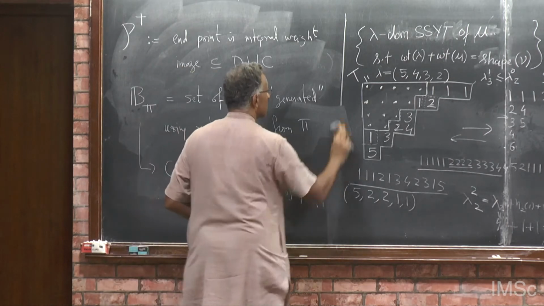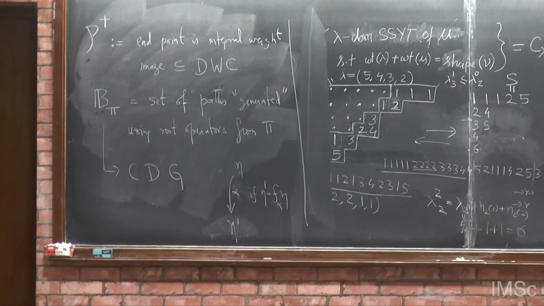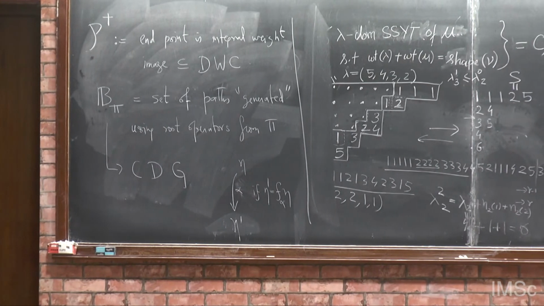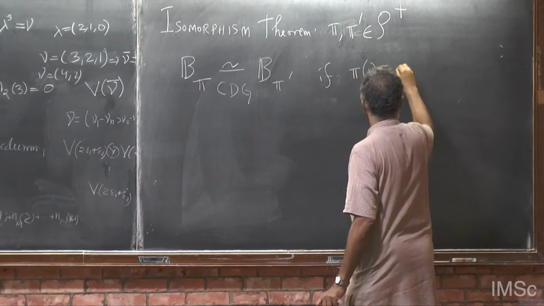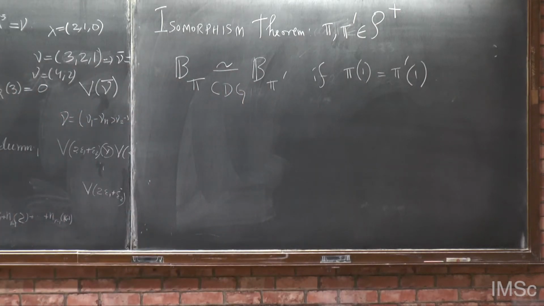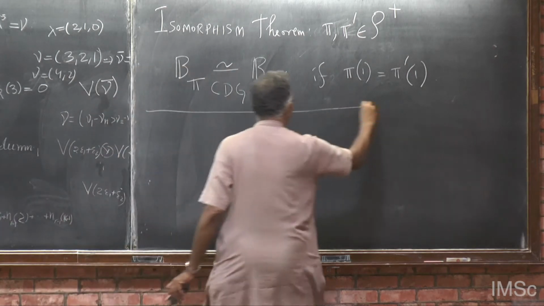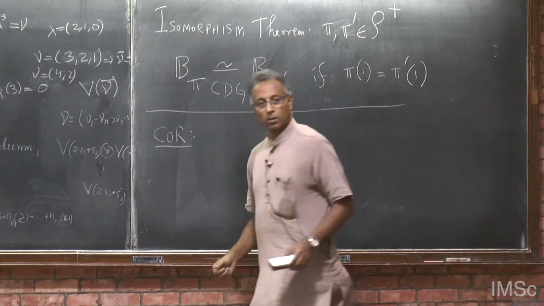Is this clear? That is how it's made into a directed graph, and the theorem just now says that B pi prime is isomorphic to B pi as a colored directed graph if they end at the same point. Okay. So, as a corollary, let's recall some of the corollaries that we did from this.